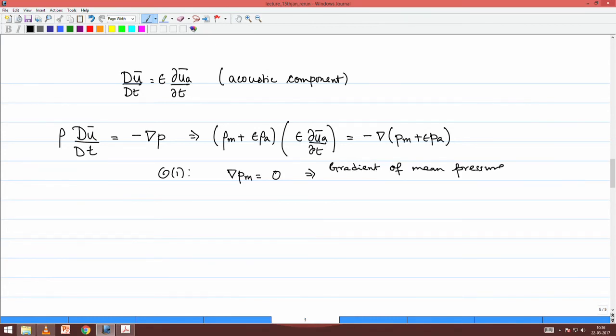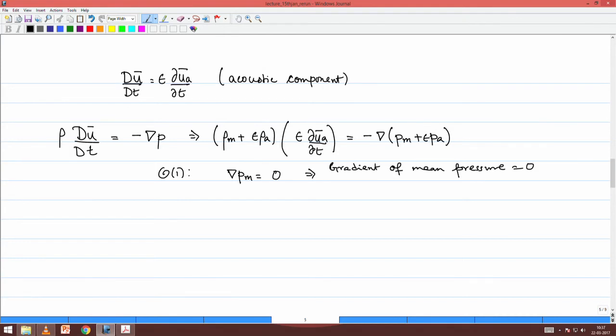That is actually no surprise, because you will recall we have neglected the effect of any mean flow. Since the effect of mean flow is neglected, it is but natural that the mean pressure gradient has to be 0, because remember, if there is a mean pressure gradient, there has to be a mean flow accompanying that part. But now, since we are ignoring the effect of mean flow, we are treating that the medium is essentially quiet, there is no mean flow. So, therefore, mean pressure will not bother us. So, the gradient of mean pressure will be 0.